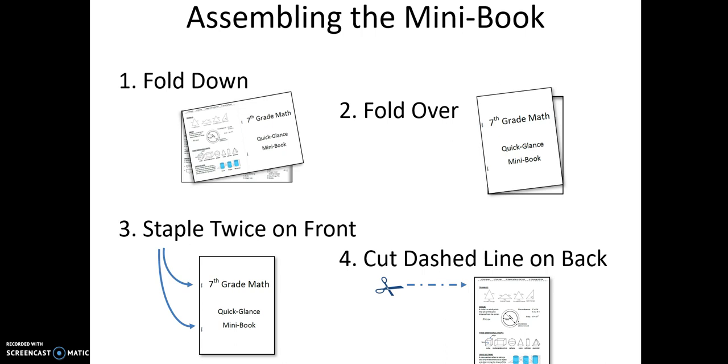So the first thing you're going to do is assemble your book. If you look, you can see there are directions on it, and it says to fold it down. So you're going to fold it down on that line, and then you're going to fold it over. And then you're going to staple it twice and cut on the dash line that is on the back. Where the dash line is on the back is where your instructions are as well. Okay, so go ahead and pause the video and do that.